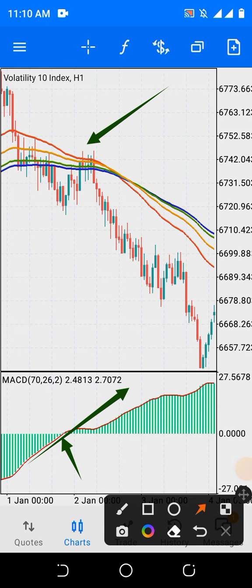Once you identify that two of these indicators agree, now it is time to do what? Make your entry. Do you understand?